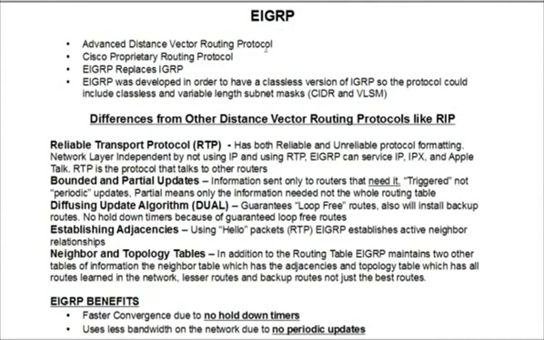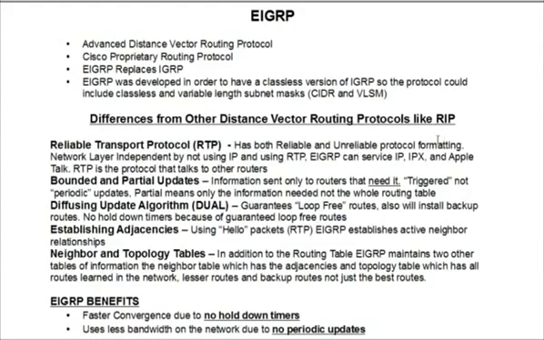It was created to replace IGRP, which was an earlier Cisco proprietary routing protocol. EIGRP was developed so that you could include subnet masks in the routing updates that go out to other routers, so that you could have variable length subnet masks and classless interdomain routing. So to do that, EIGRP was developed, and I have that on this bullet point right here.